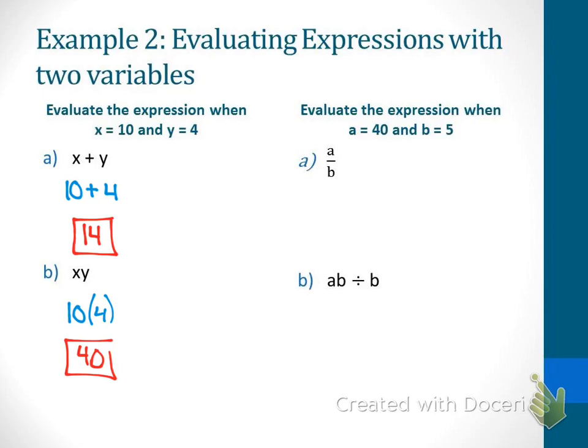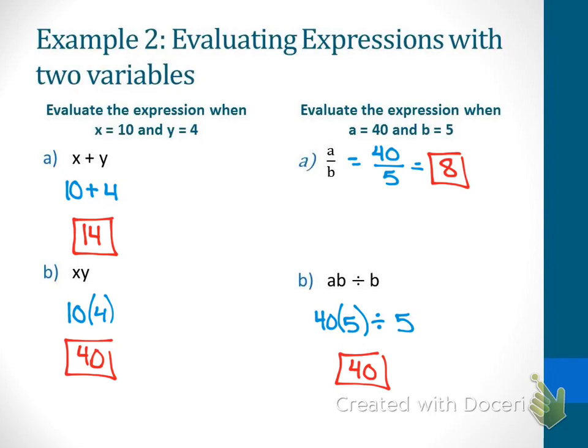Again, original problem, A over B. Let's make our substitution and then box our answer, 8. All right, so AB tells us what? AB tells us that it's multiplication. So I have 40 times 5 divided by 5. So 200 divided by 5, which is 40. All right, who got it right? Anybody get it right ahead of time? Good job.